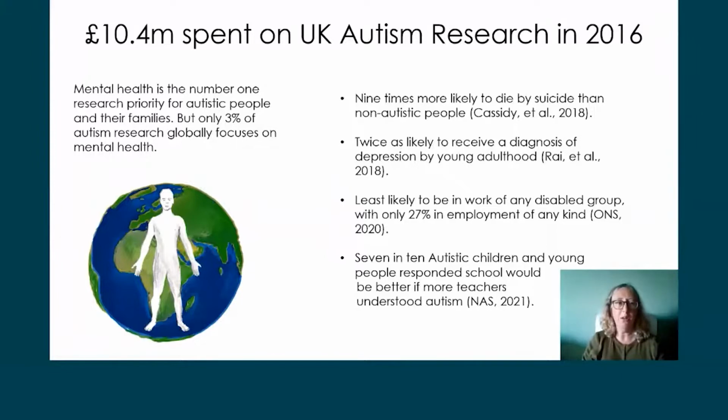I don't think so. Mental health is the number one research priority for autistic people and their families, and this isn't surprising when you consider the poor outcomes autistic people experience in our lives. So why is only 3% of autism research across the globe focused on mental health?